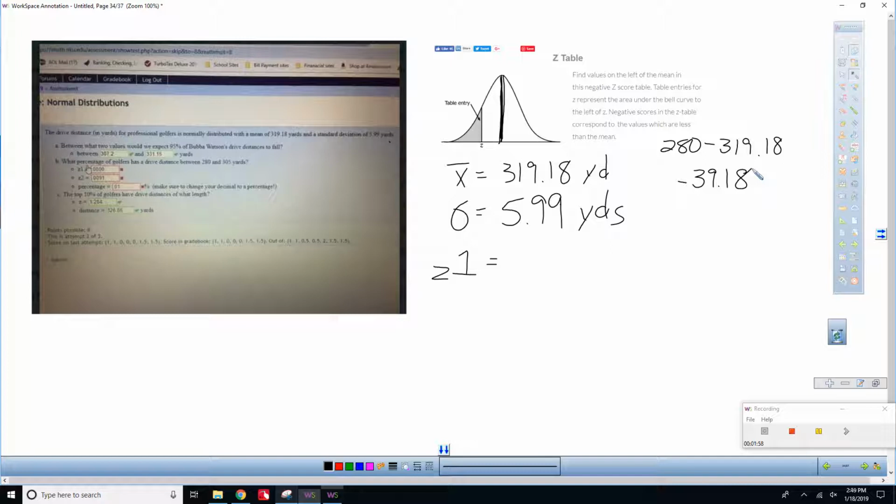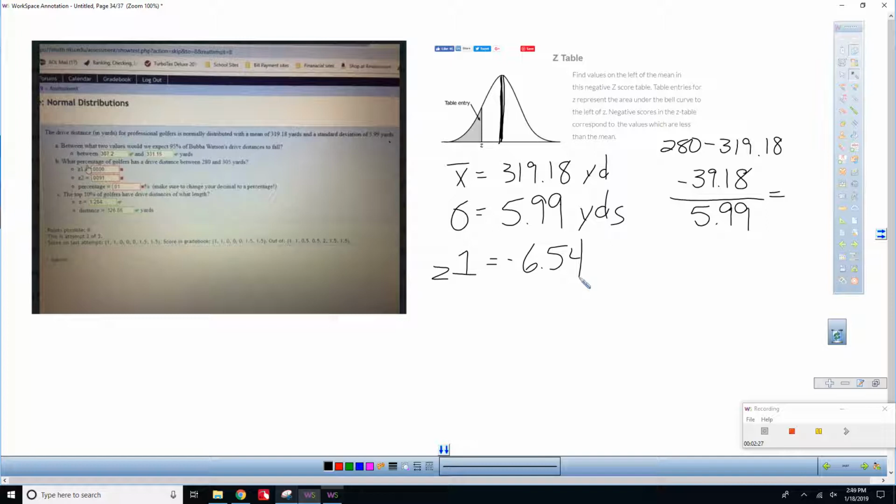We don't want that. We want the standard deviation. Well, we want the z-score. Each standard deviation is 5.99 yards, and the z-score is simply how many standard deviations away it is. So you take the difference and you divide it by the standard deviation, and so you get a z-score of negative 6.54. Now, I have a feeling this is what you're confused about.